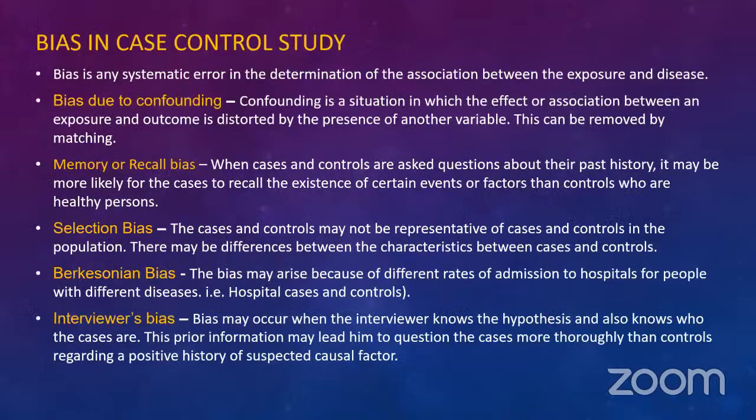So the biases in a case control study: first, the biases due to confounding. That is, the same factor might be affecting both the exposure and the disease. Then memory or recall bias: it is retrospective data, so a person who has the disease may be more likely to recall the exposed agent. And selection bias, people might be selected differently, and Berksonian bias. Sometimes multiple people might be exposed to the same agent, but they may not be getting admitted into the hospital, so when we take hospital data, it might be slightly skewed. And interviewer bias, like the interviewer might question the people with the disease more intensively about the agent.